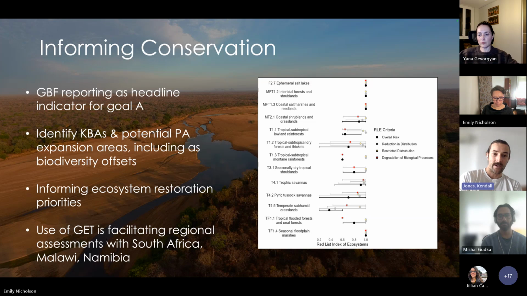It's also being used to identify KBAs, ecosystem KBAs in particular, as well as inform potential protected area expansion. And it's central to Mozambique's biodiversity offset legislation as well, where ecosystem threat status has an impact on whether or not developments will be approved and what the compensation requirements would be. And as I said before, the use of the GET is facilitating regional assessments within South Africa, Malawi, and also Namibia. So it's been a really powerful tool for us in Mozambique.